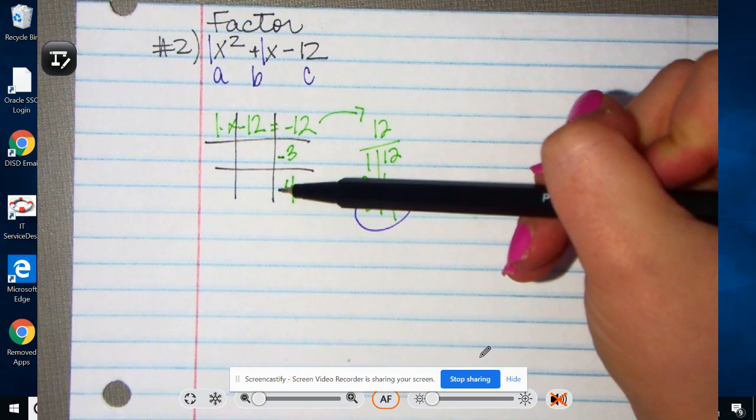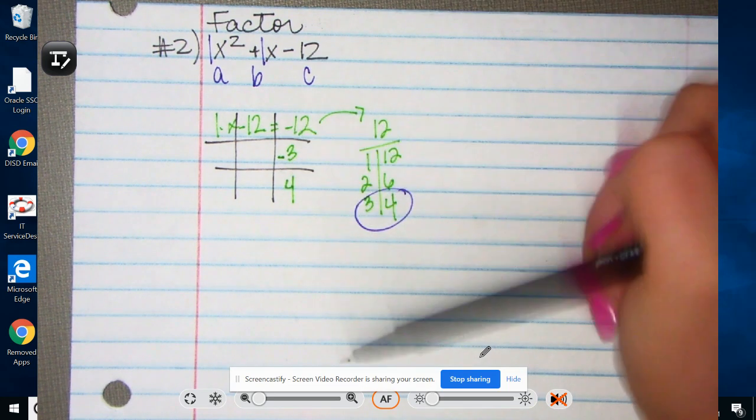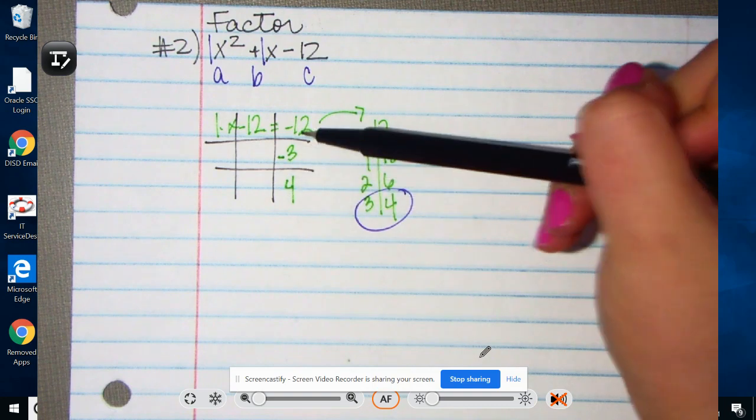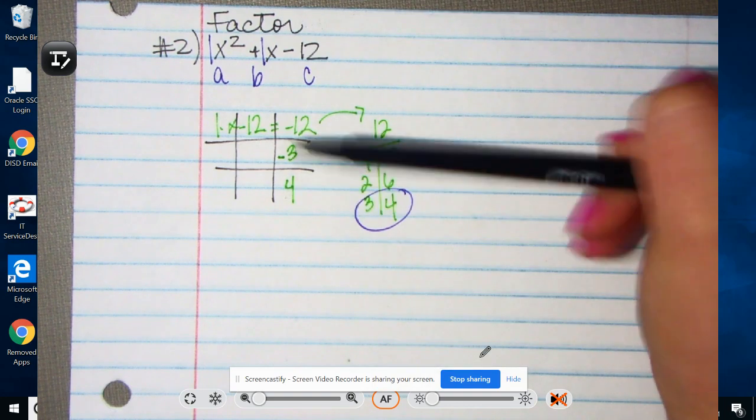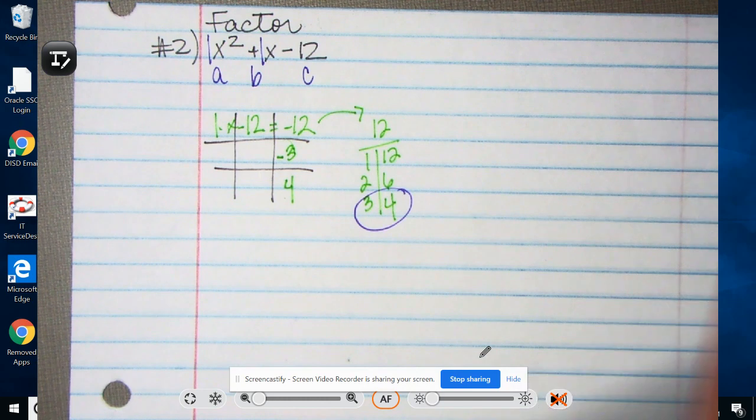So we check our signs. Positive times negative is negative. 4 times negative 3 is negative 12. 4 minus 3 will give you 1. So that means we did our math correctly. We've checked 3 different ways to ensure that that is correct.